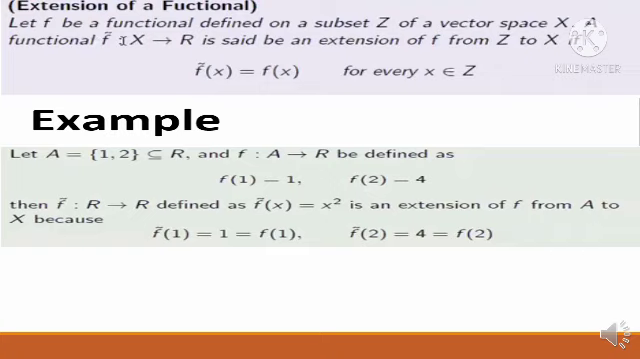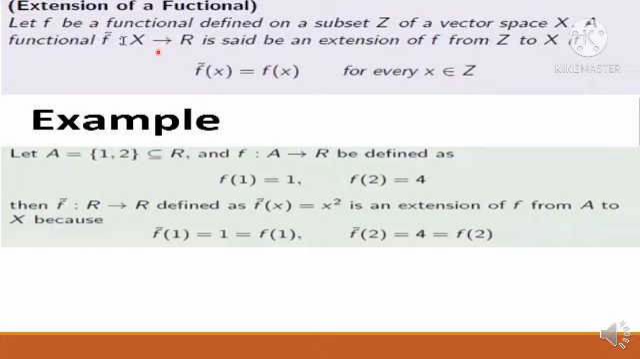First, what is a linear extension of a functional? Let f be a functional defined on a subset Z of a vector space X. A functional f tilde from X to R is said to be an extension of f from Z to X, that is, from the subset to the vector space X, if f tilde of x is equal to f of x for every x belonging to Z.